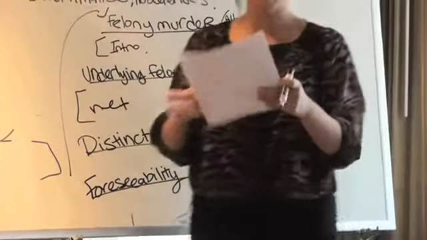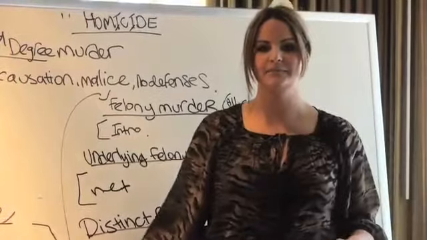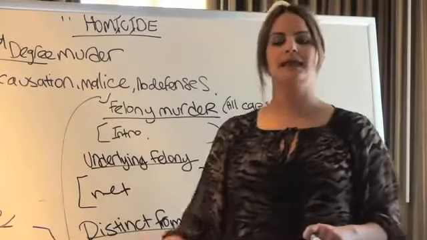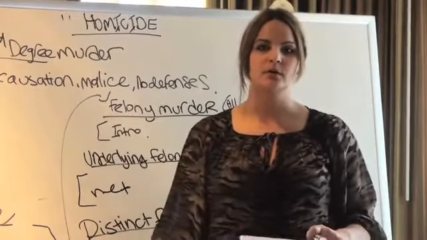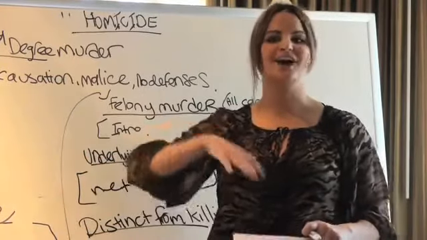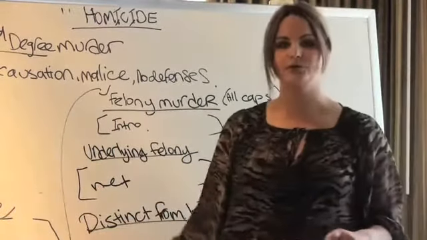The death must have been the foreseeable result of the felony. This is a lengthy and meaty analysis. Don't be conclusory here. Don't say that the death was foreseeable because the defendant brought a gun into the bank. Don't do that. That's conclusory. Why was it foreseeable?